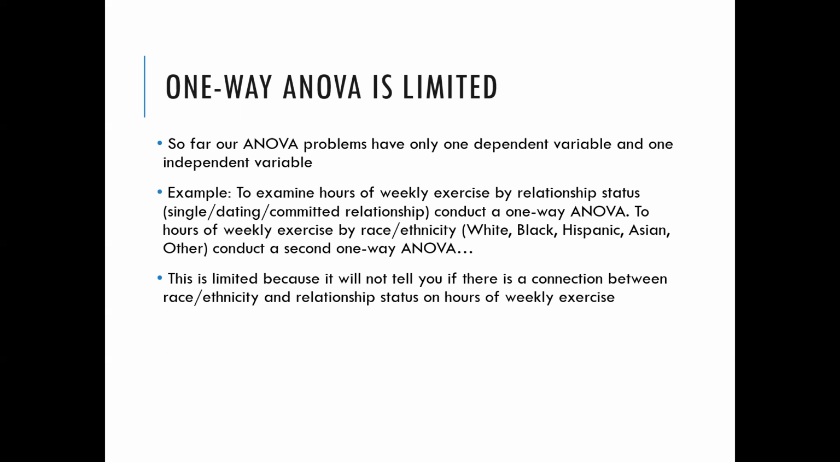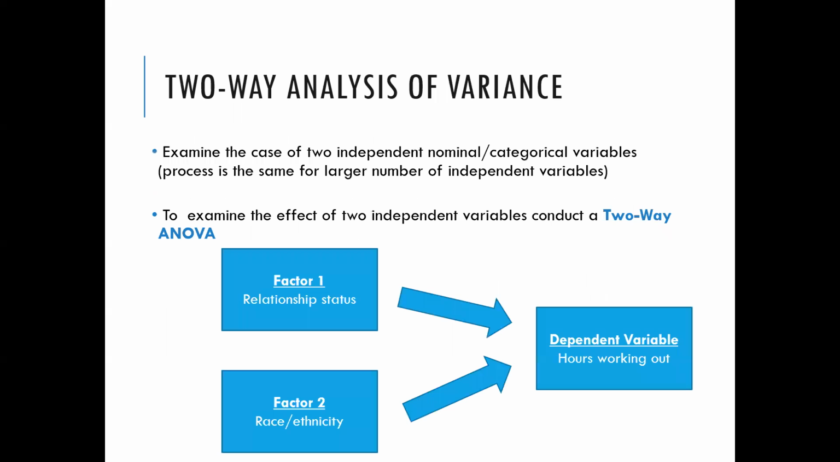And then if we wanted to look at hours of weekly exercise by race and ethnicity, we would have to conduct a second one-way ANOVA. But this is limited because it doesn't really tell us if there's a connection between race and ethnicity and relationship status on hours of weekly exercise. So it really can only tell us the independent relationship or connection between each of those factors and our outcome variable, but it doesn't tell us how the two relate to each other.